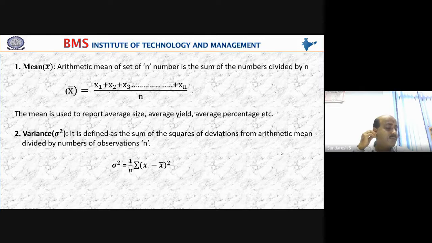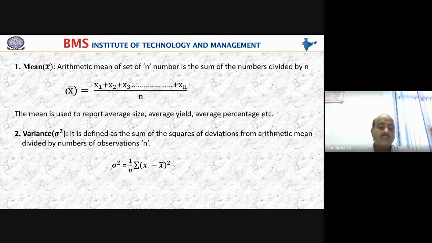The second important thing is the variance. I think you might have studied this also. We usually use the symbol sigma for representing the standard deviation, but for variance it is sigma square. Sigma square is used to denote the variance, right? It is defined as the sum of the squares of deviations from the arithmetic mean divided by the number of observations. So this is very important.